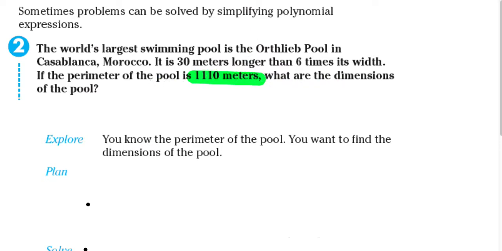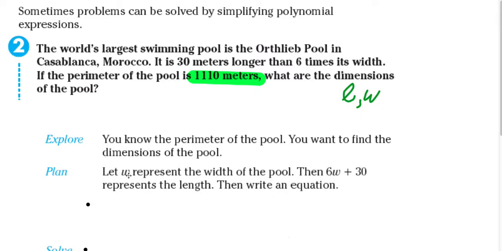When you say dimensions, what do they mean? The dimensions are basically the length and the width of the pool. That's what they're trying to find out. So let's plan how to do this. Again, our let statement. If W represents the width of the pool, then 6W plus 30 represents the length. Where did 6W plus 30 come from?